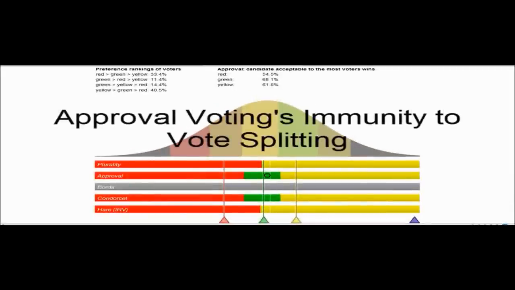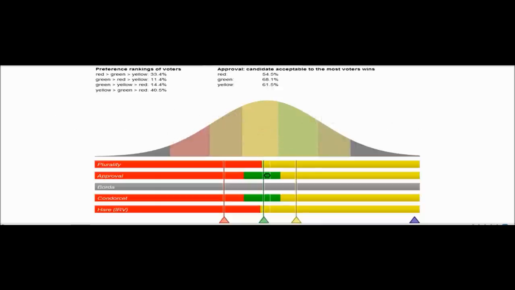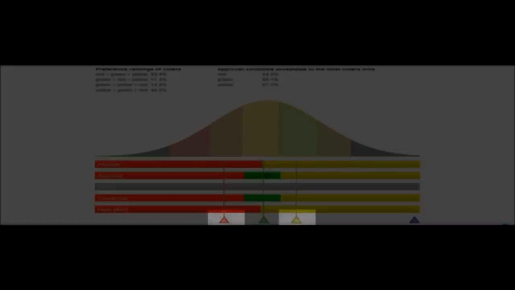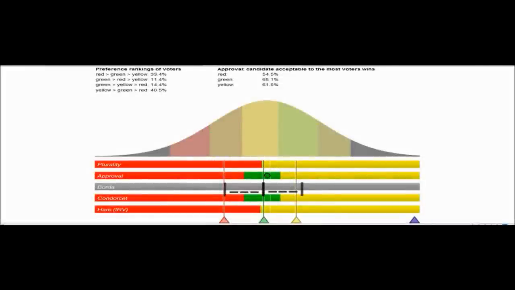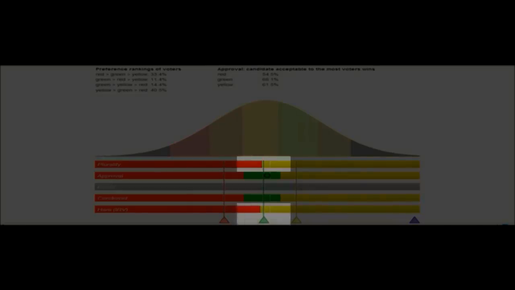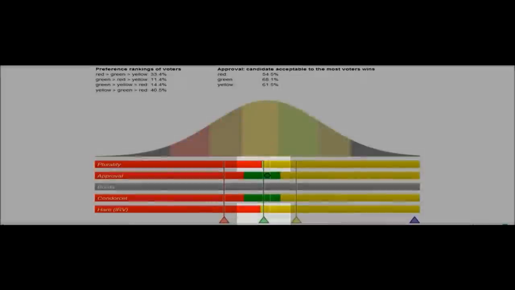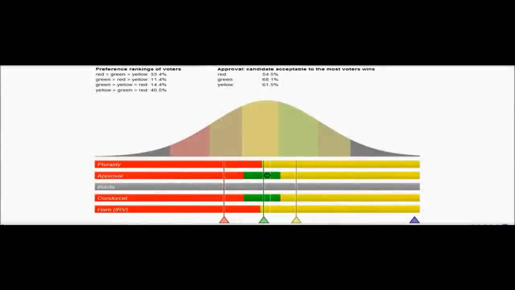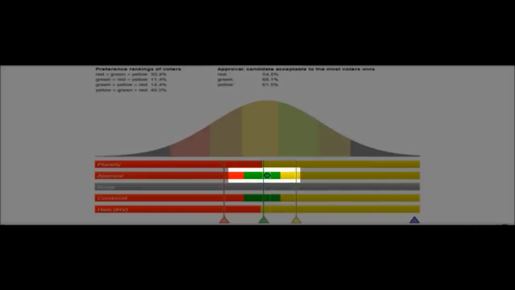Now let's turn our attention to approval voting. Here we've got red and yellow. They're still about a standard deviation away from green. And at this point, both plurality and instant runoff voting have denied the perfect candidate, Green, the opportunity to win. But approval voting has consistently elected Green when Green is the perfect candidate.